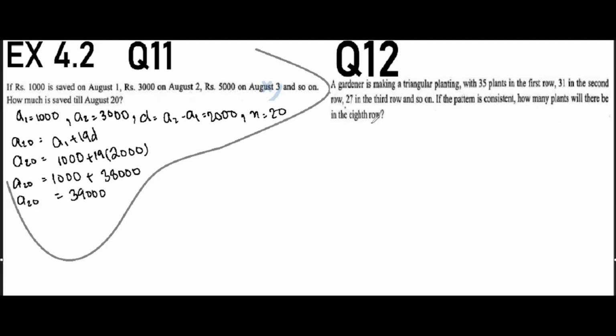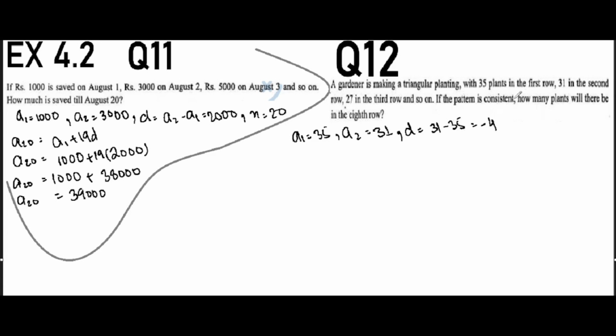Okay, the 12th question is, a gardener is making a triangular planting with 35 plants in the first row, 31 in the second row, 27 in the third row, and so on. If the pattern is consistent, how many plants will there be in the 8th row? The first row is 35, the second row is 31. Now calculate the common difference, which is 31 minus 35, A2 minus A1, which is minus 4.